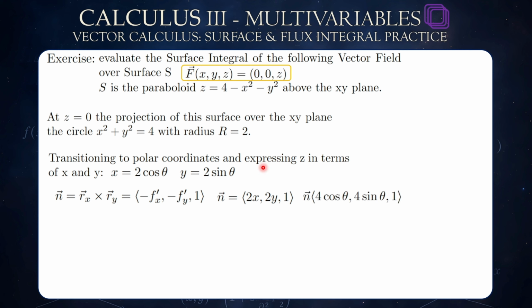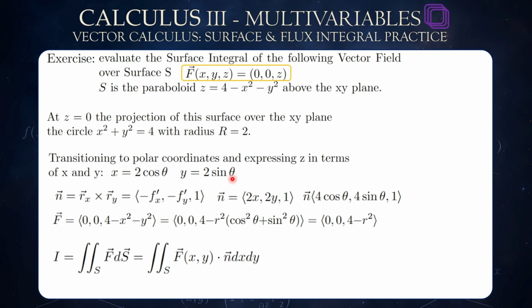N is expressed in terms of r and theta as 4 cosine theta, 4 sine theta, and 1. F is equal to (0, 0, z), or (0, 0, 4 minus x square minus y square), which is equal to 4 minus r square times cosine square theta plus sine square theta, or 4 minus r square. Because remember that x is equal to 2 cosine theta and y equal 2 sine theta. So I equals the integral of F dot dS, equal to the double integral over S of F dot n dx dy.